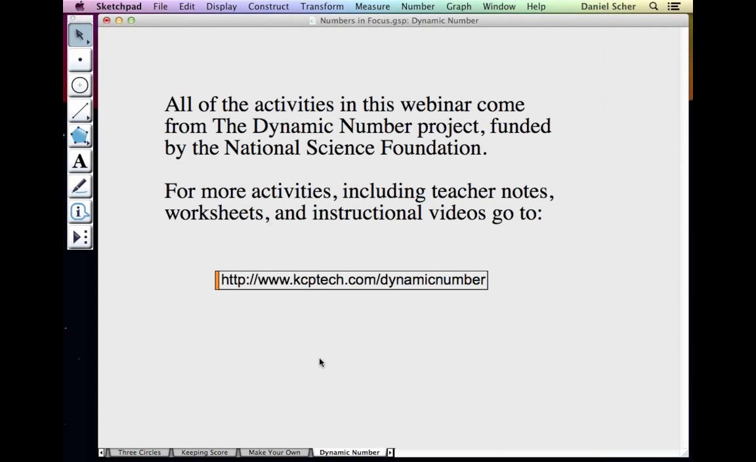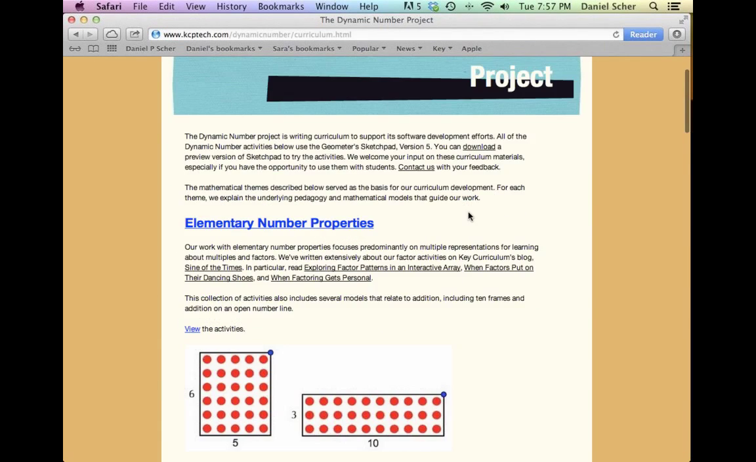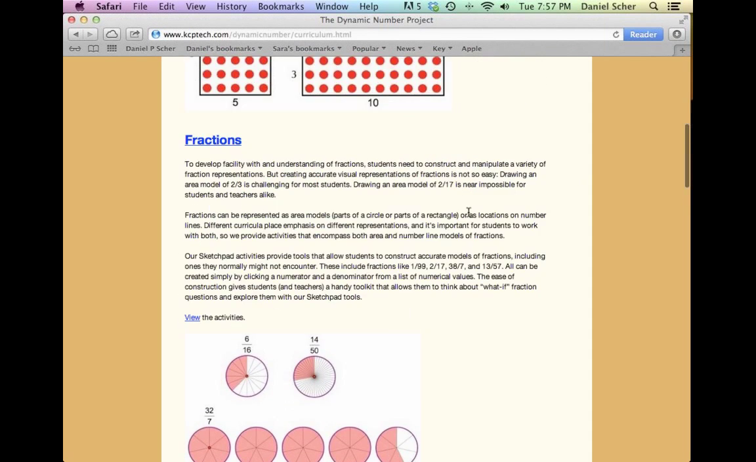So to conclude, all of these activities come from the Dynamic Number Project funded by the NSF. And if you go to our website by clicking this button in the sketch that you will receive, you will go to the Dynamic Number website, and the Curriculum tab has all of these activities. It has teacher notes, it has worksheets, it even has little movies that go with most of them that show you how the activity works.